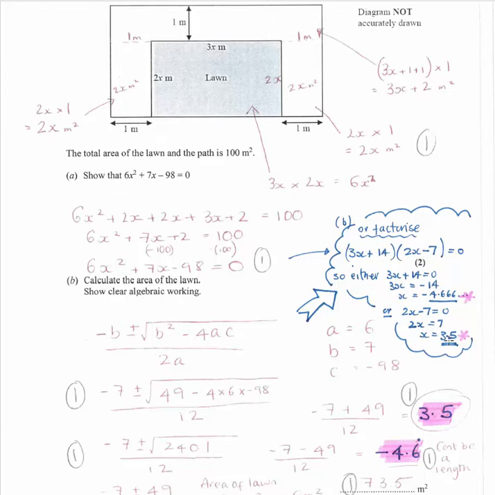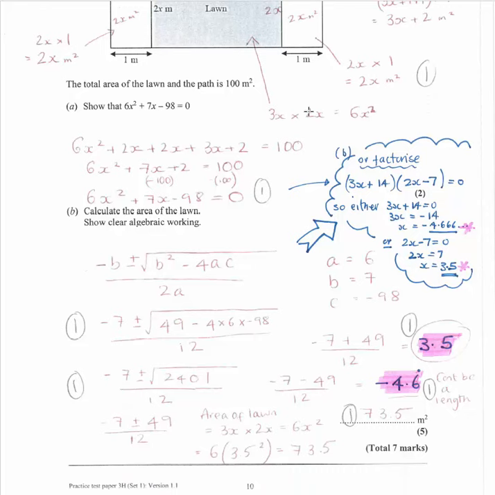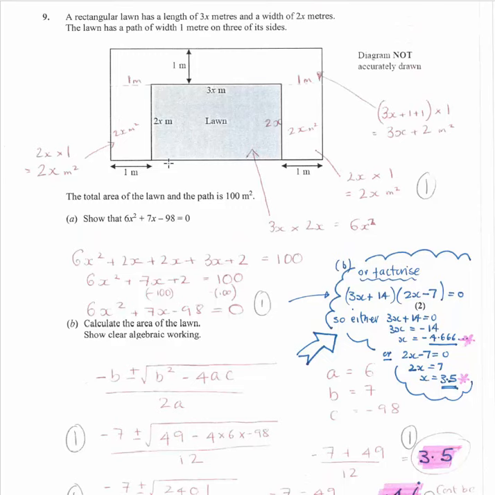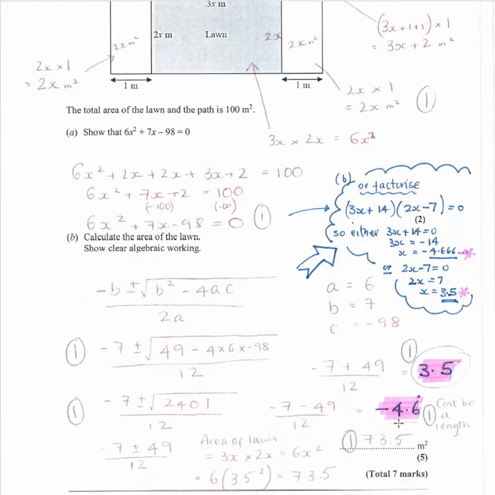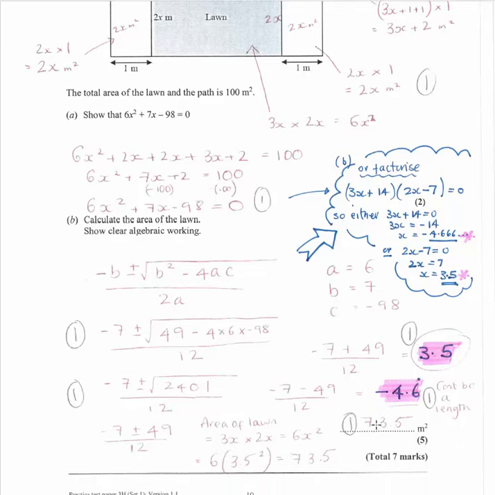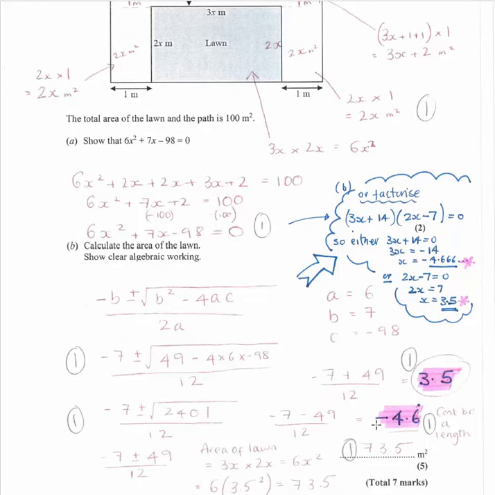Now we know that x is 3.5. This will be 2 lots of 3.5 plus 1, 4.5. And this length will be 3 lots of 3.5, which is 10.5, add 1, add 2, 12.5. And multiplying those two numbers together will give me the area of the lawn and the path. Oh, oops, I've made a mistake. Okay, rewind. I just did the area of the lawn and the path. I didn't read the question.